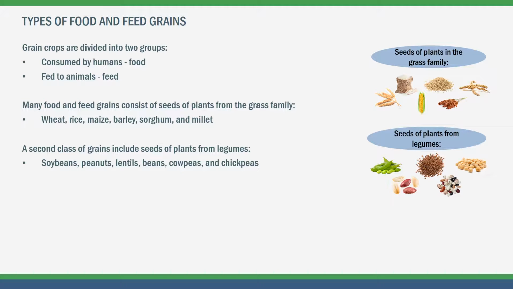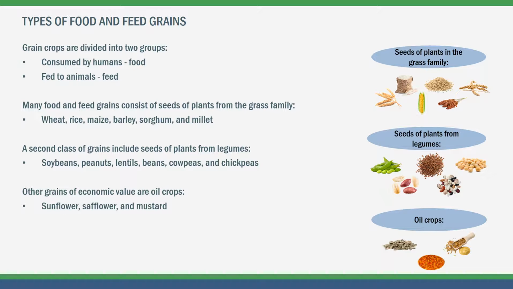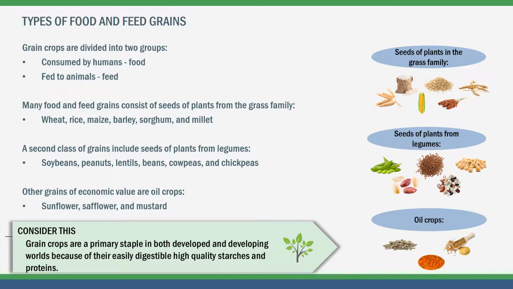Another important grain comes from the seed of plants referred to as legumes. Examples here include soybeans, peanuts, lentils, beans, cowpeas, and chickpeas. There are other grains of economic value which are considered oil crops. These include sunflower, safflower, and mustard. Grain crops are considered a primary staple of both the developed and developing world due to their easily digestible high-quality starches and proteins.